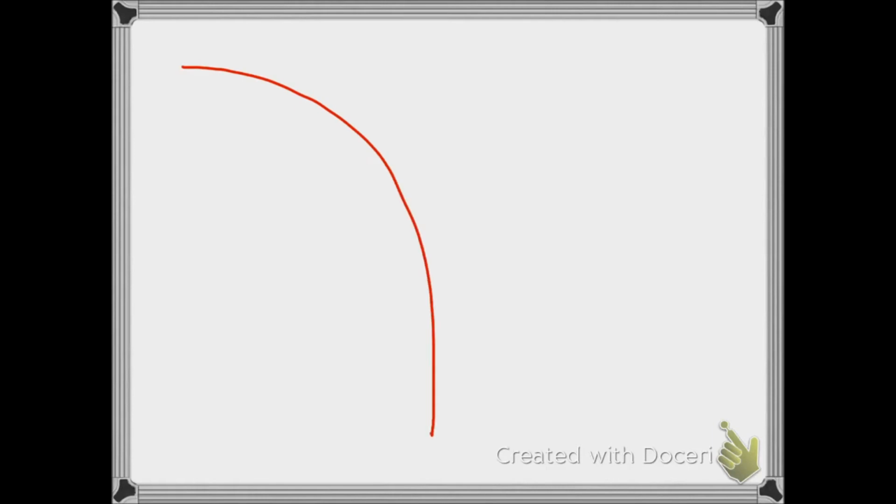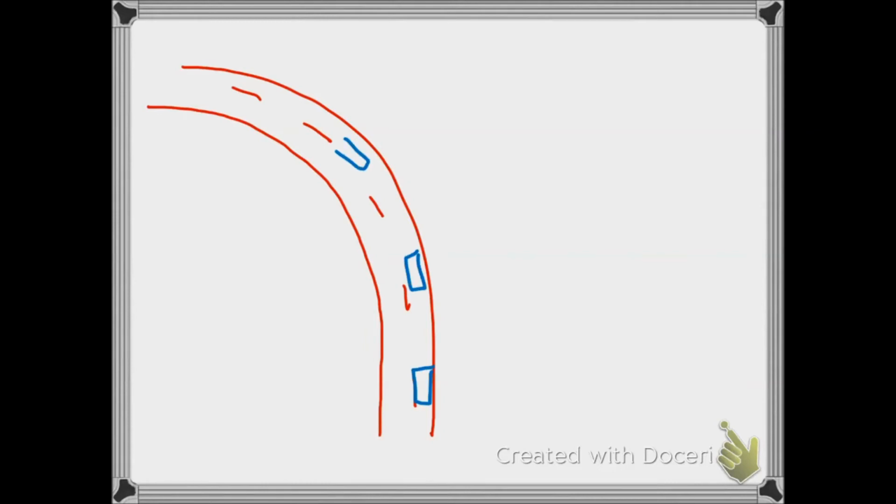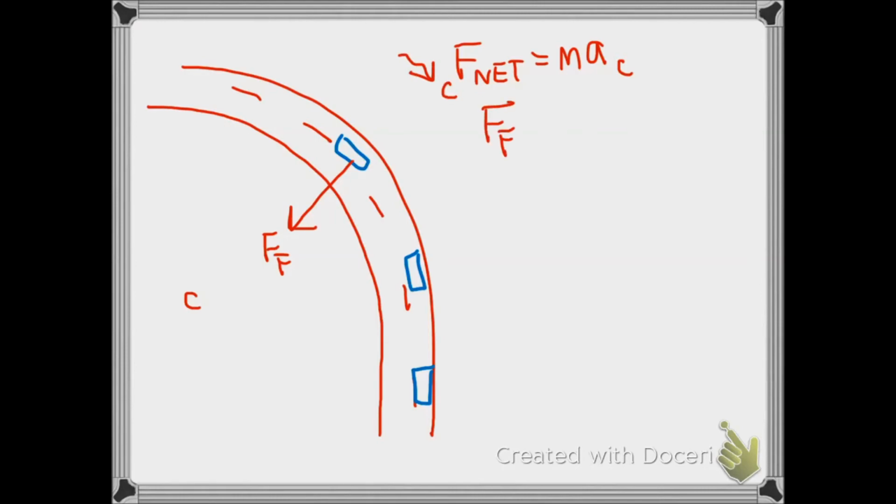Let's do another example. Let's do a horizontal example, a car going around a circular road. So when the car starts going in a circle, there must be a force making it go to the center. It's the friction. It's the static coefficient of friction times the normal force, the friction of the car's tires on the road, causing it to go in a circle. F net equals ma, so the net force is the friction force.